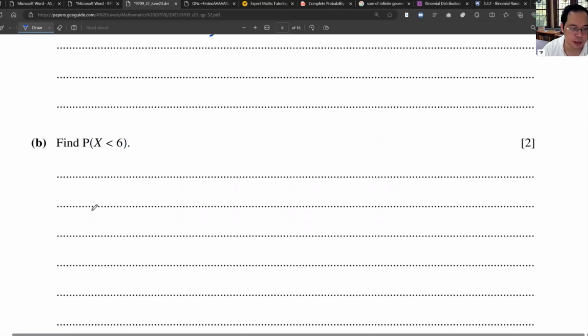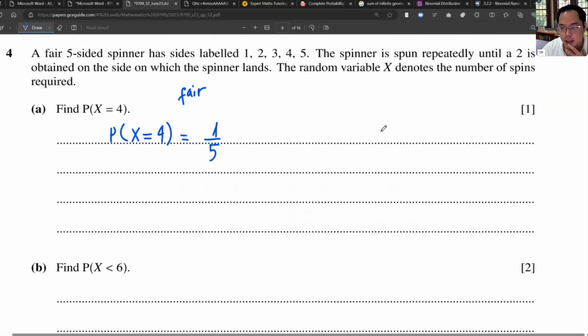Question B, find the probability that X is smaller than 6. X is the number of spins required until we get a value 2. Getting a value 2 here can be defined as a success, so that we stop the game. The probability X smaller than 6 means that the number of spins can be 1, meaning we get the value 2 right at the first spin. Or X can be 2, meaning we get the value 2 at the second spin, and on the first spin, we get another value, which is not 2.